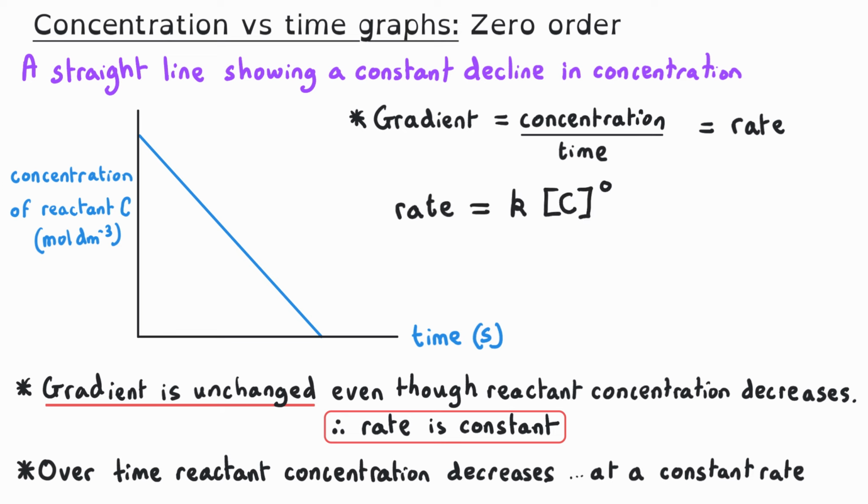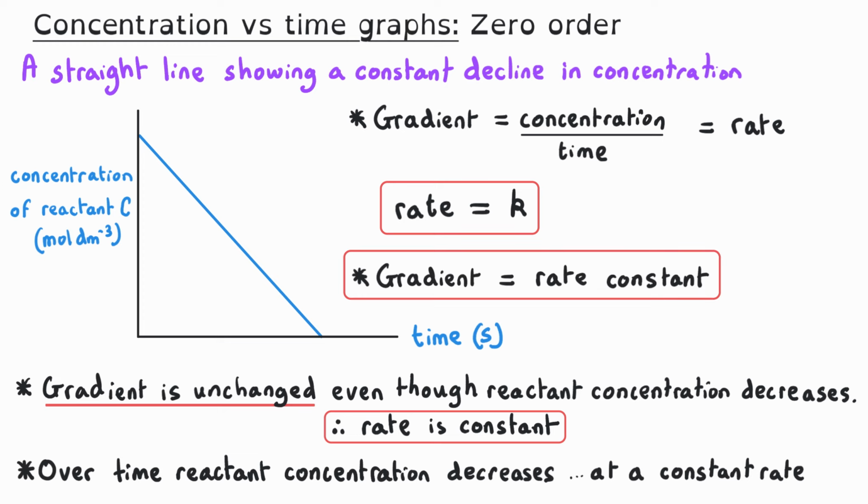And so the rate of reaction would be equal to the rate constant multiplied by the concentration of reactant raised to the power of 0, but then raising something to the power of 0 is 1, and so the rate is equal to the rate constant. And so for a graph like this, the gradient will always be equal to the rate of the reaction, but for a zero-order reaction, the gradient is also equal to the value of the rate constant. And this is something that you might be asked to calculate in an exam question.